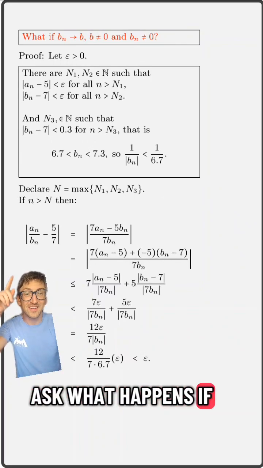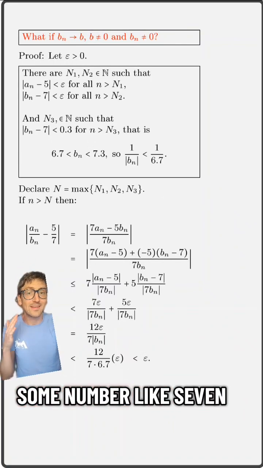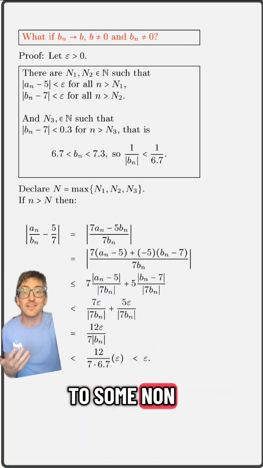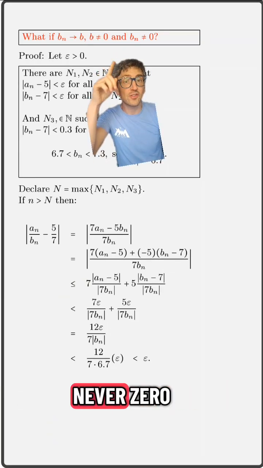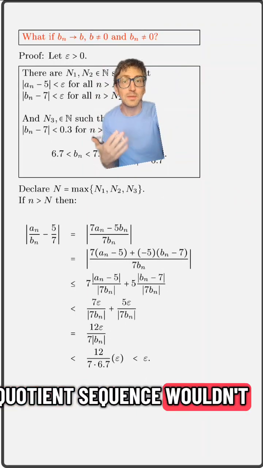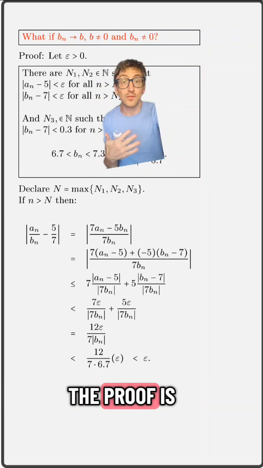But we're going to ask what happens if instead of the denominator going to some number like 7, it just goes to some non-zero number b. Now, strictly speaking, we need to make sure that the denominator is never 0 or else that quotient sequence wouldn't be defined. But now we're going to see how the proof is going to change.